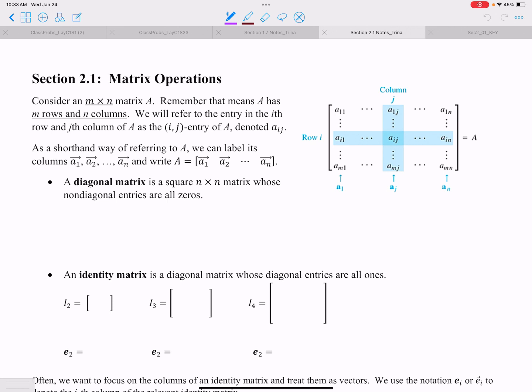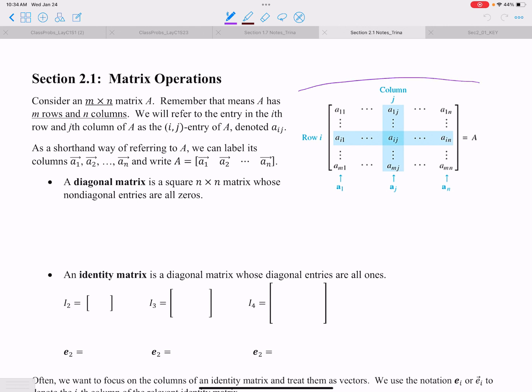In this section, we'll look at some matrix operations, so how to multiply. I know we looked already at how to multiply a matrix and a vector, but here's going to be a matrix and a matrix. Some more terminology, how to add matrices and a scalar multiplication.